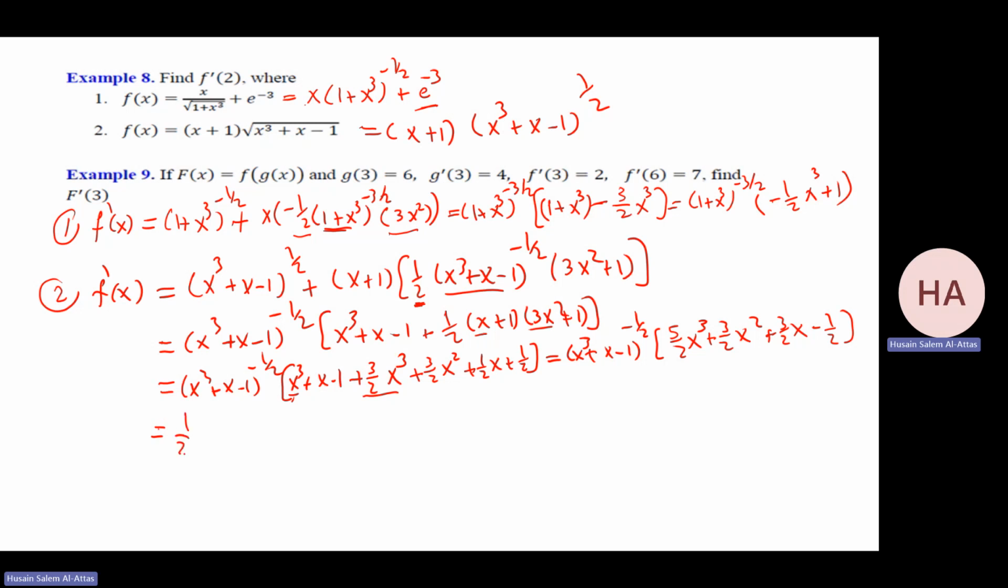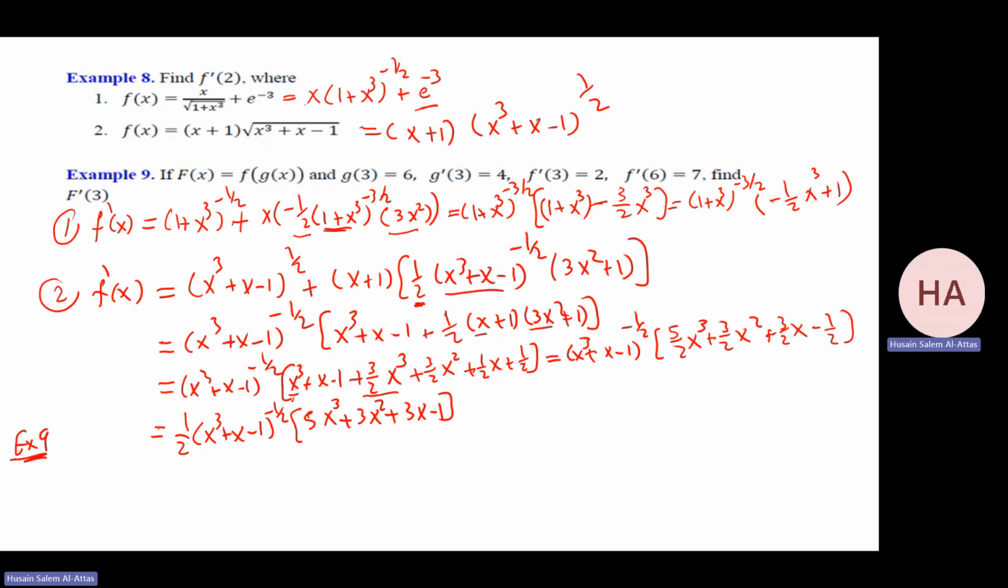Half times x cubed plus x minus 1 to the power minus half, times 5x cubed plus 3x squared plus 3x minus 1. I think this is the best. Okay, number 3. Now, example 9.